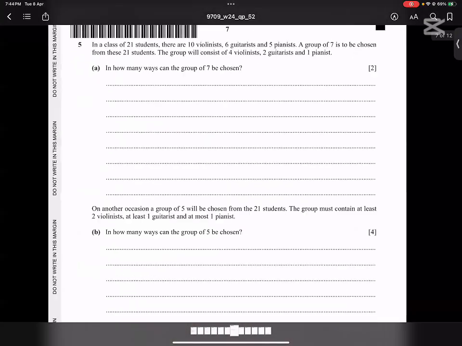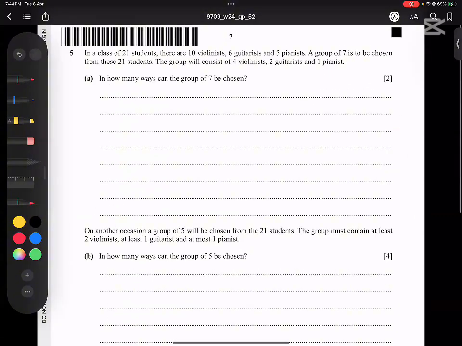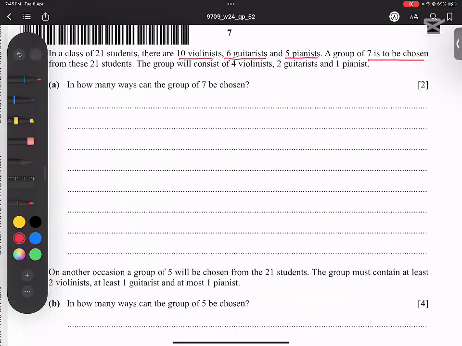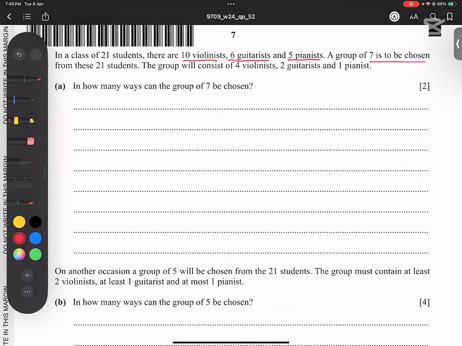Question number 5 we have. In the class, 21 students, and 10 are violinists, 6 guitarists, and 5 pianists. And 7 are to be chosen from those. We'll select 7 from 21. But he said that 4 must be violinists, 2 guitarists, and 1 pianist. So how can we do it? So simple: 10 C 4, 6 C 2, and 5 C 1. That's it, because the word is selection.